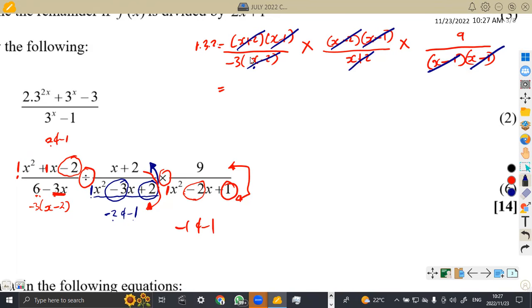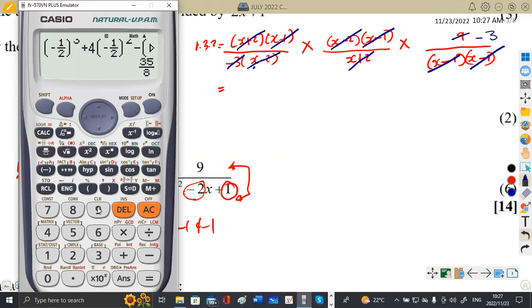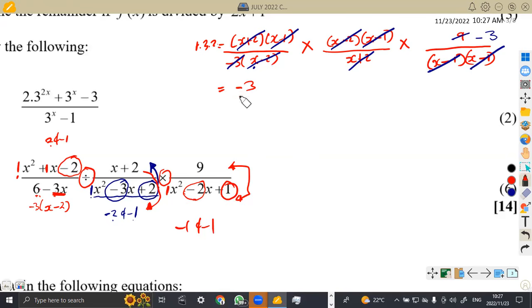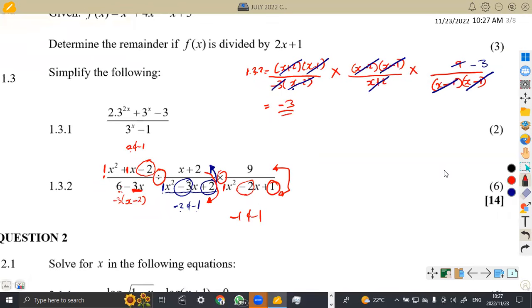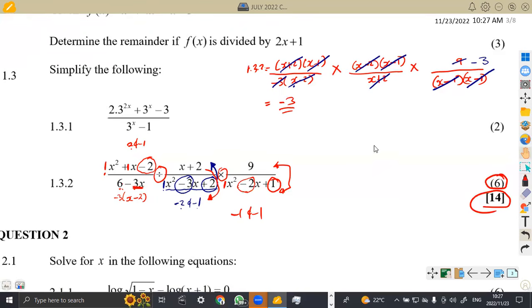We are left with 9 and -3. So 9 divided by -3 is going to give us -3, or you can even use your calculator. You're going to obtain -3. So that is what you're going to have as your final answer, which is -3. So that was the simplification part. That is what you actually needed to obtain 6 marks from this part, which means the total on question number 1 gives us 14 marks.